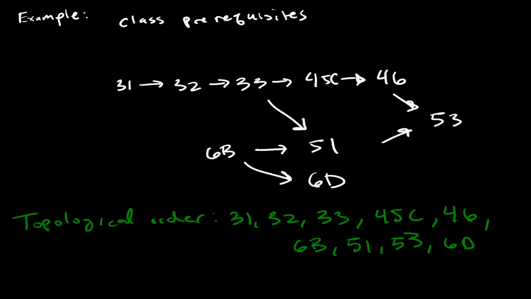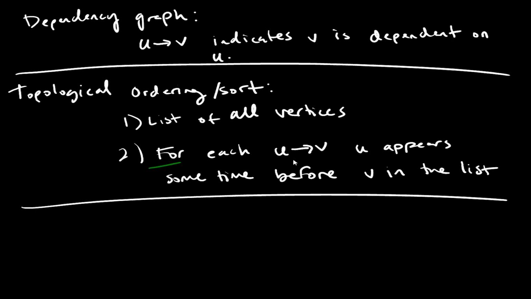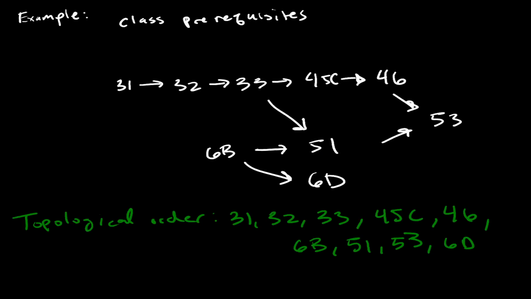So let's look at our definition again. For each edge uv, u appears sometime before v in the list. So let's make sure that's true. So 31 must appear before 32 and 33, like so. 33 appears before 45C. So notice we cannot put 53 in. We need 51. So I think this checks out, and this would be a valid topological ordering.